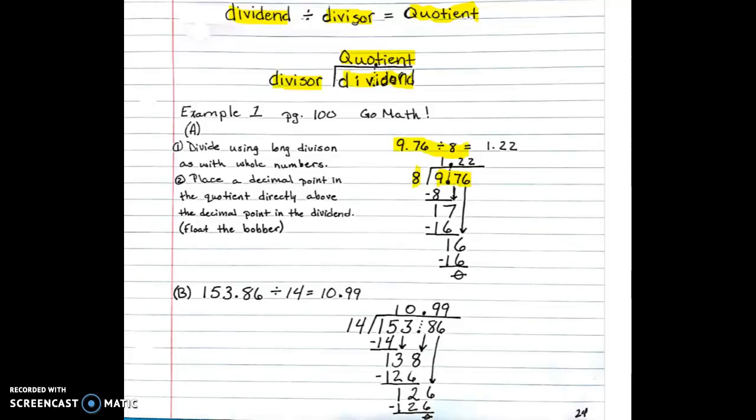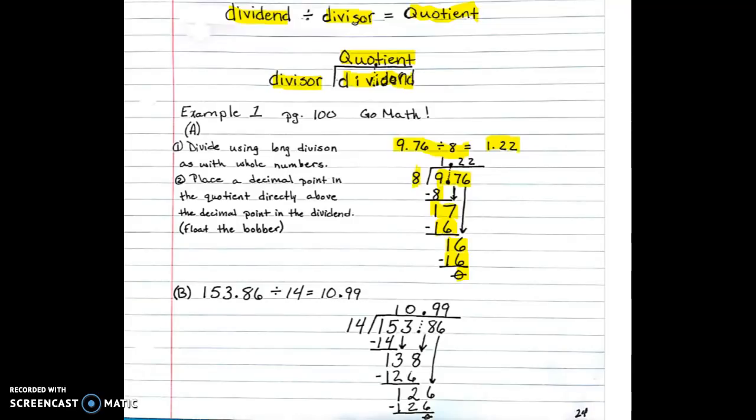And if we do our long division, 8 goes into 9 one time. 1 times 8 is 8. And we subtract that and get 1. Bring down your 7. 8 goes into 17 2 times. 2 times 8 is 16. If we subtract that, we get 1. Bring down your 6. 8 goes into 16 2 times. 2 times 8 is 16. Subtract that, and we get 0. So the answer, or our quotient, is 1.22.